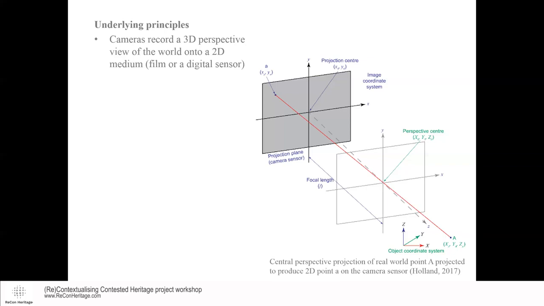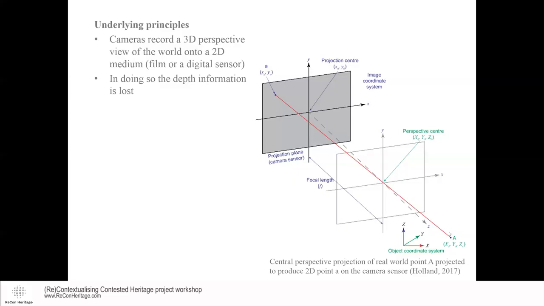Cameras record the 3D world onto a two-dimensional medium, whether that's film or a digital sensor. And light rays entering the camera through the lens cross over at something we call the perspective center, or the focal center, and are projected onto the rear plane, whether that's the film or the digital sensor. Now, because you've condensed the world into 2D, we lose the depth information between the camera and the subject.